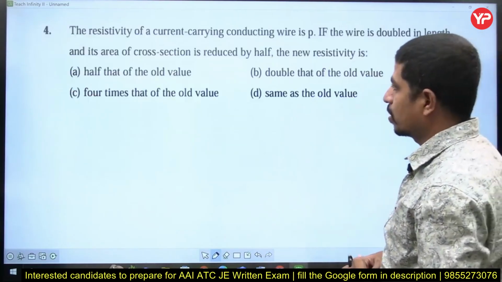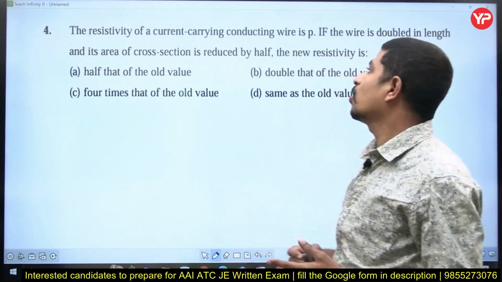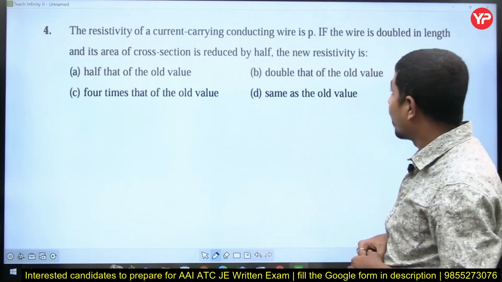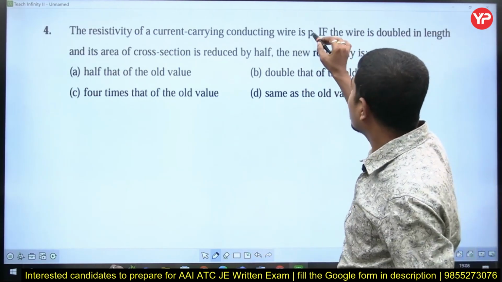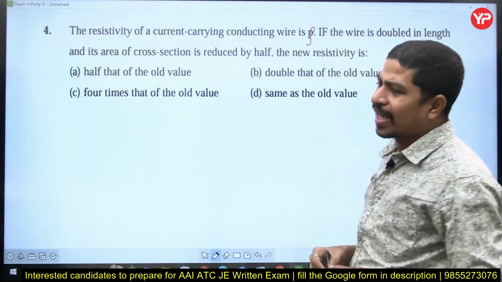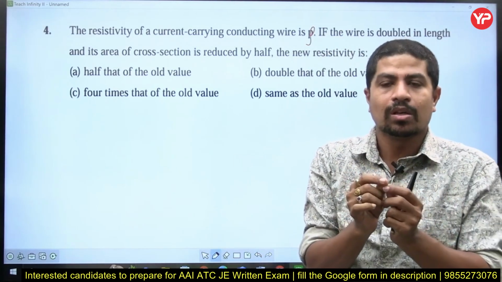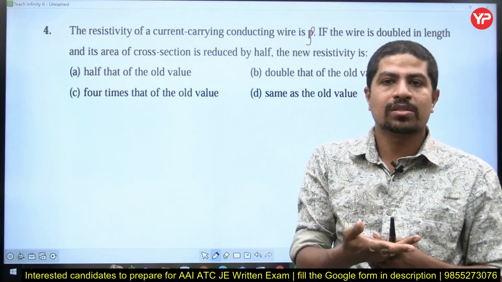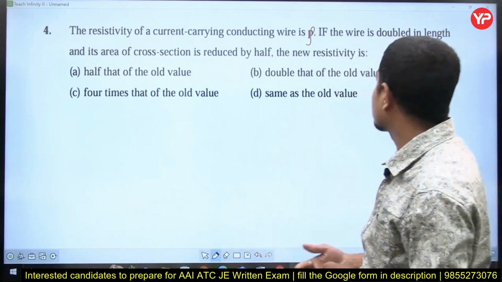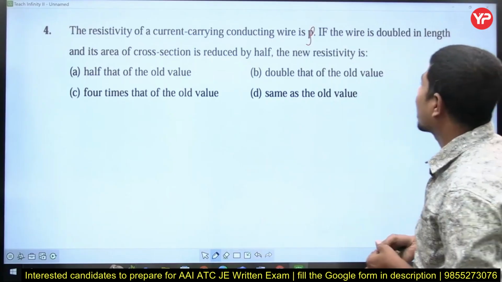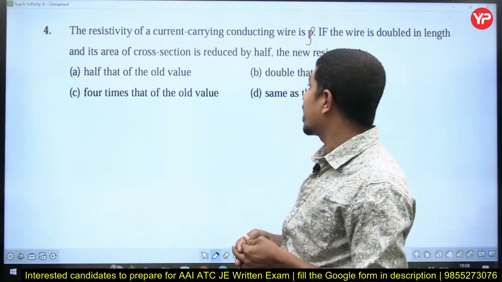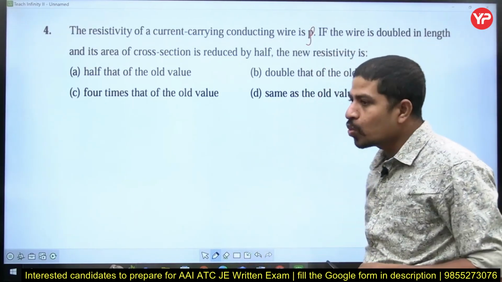Let's go to the next question. Saying the resistivity of a current carrying conducting wire is rho. It is not P, it is rho. Or in the examination paper, they give it as P, no problem. The symbol is not important for us, meaning is important for us. Resistivity. Okay, what is resistivity? I'll explain. If the wire is doubled in length and its cross-sectional area is reduced by half, the new resistivity is.